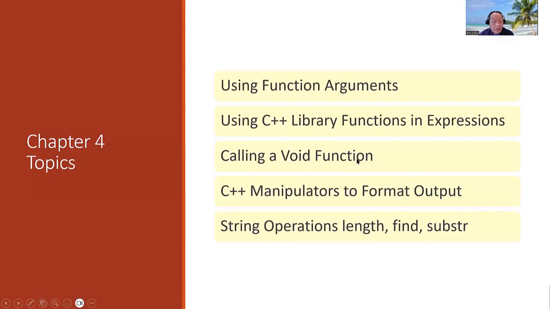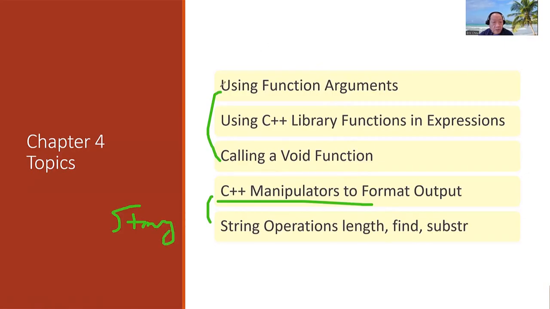So basic function knowledge: you have function arguments, different functions, calling void functions, output strings, and the string operator. Basically, knowing about calling a function and functions in the library, output manipulators and the string operator. These two are related to strings, and these are related to functions. These are the chapter 4 topics.